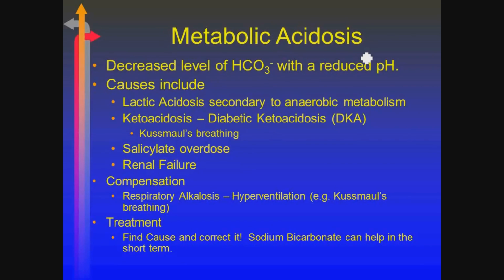If I have a metabolic acidosis, the body attempts to correct for it by creating the opposite. Alkalosis, respiratory alkalosis. The body attempts to hyperventilate. Think about Kussmaul's breathing. Rapid and deep. It's an attempt to move lots of gas in and out of the airways. It creates that respiratory alkalosis to compensate for a metabolic acidosis.